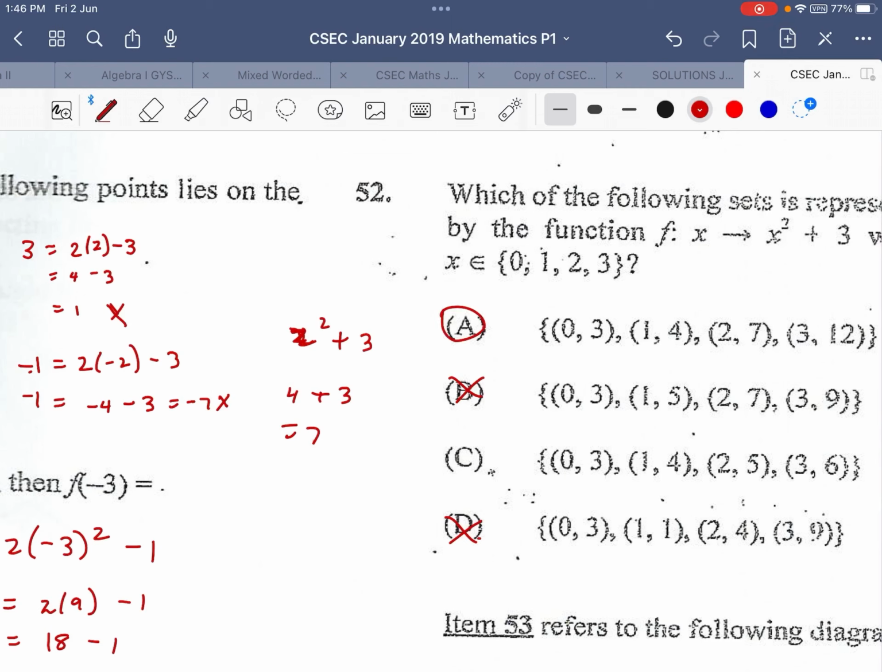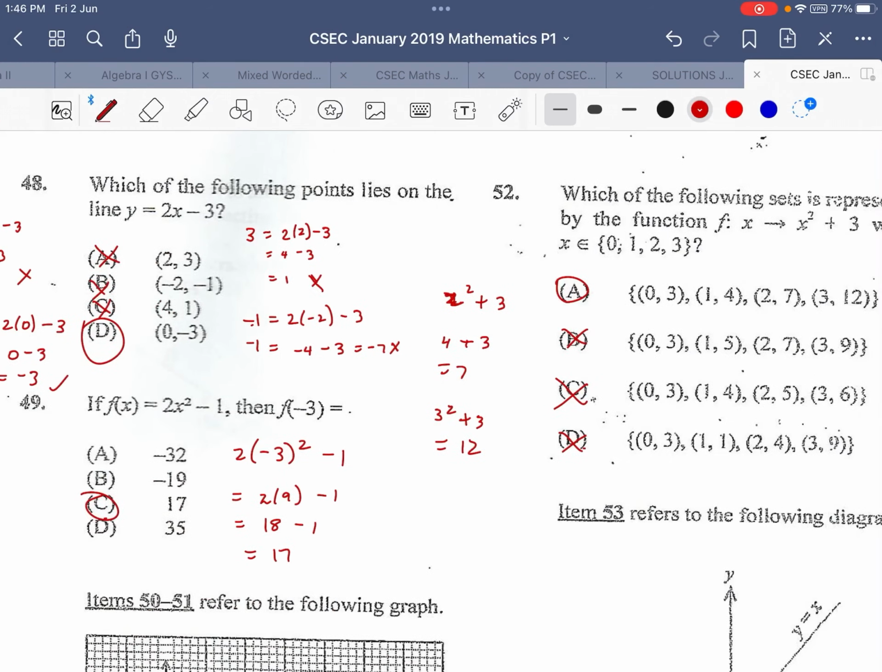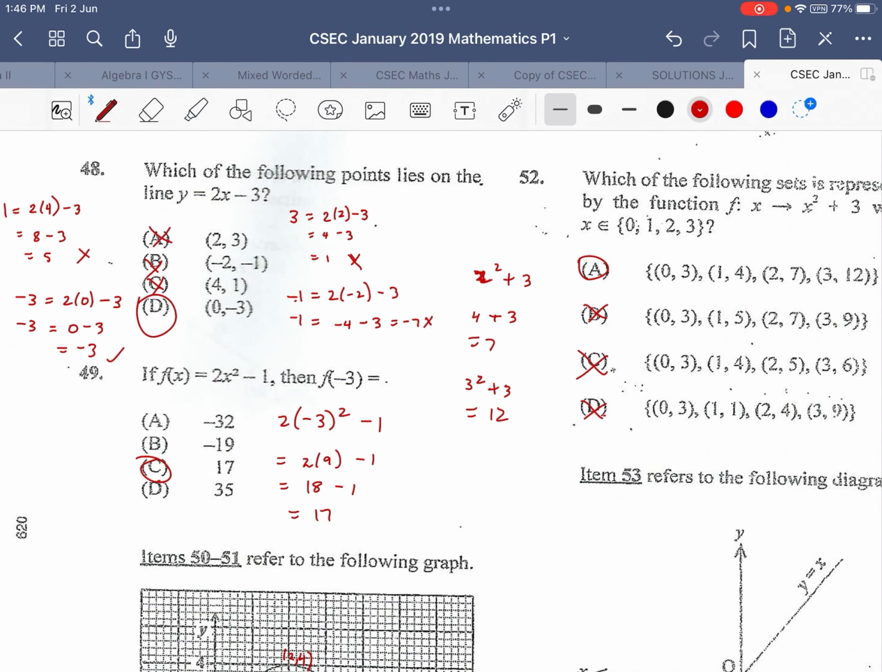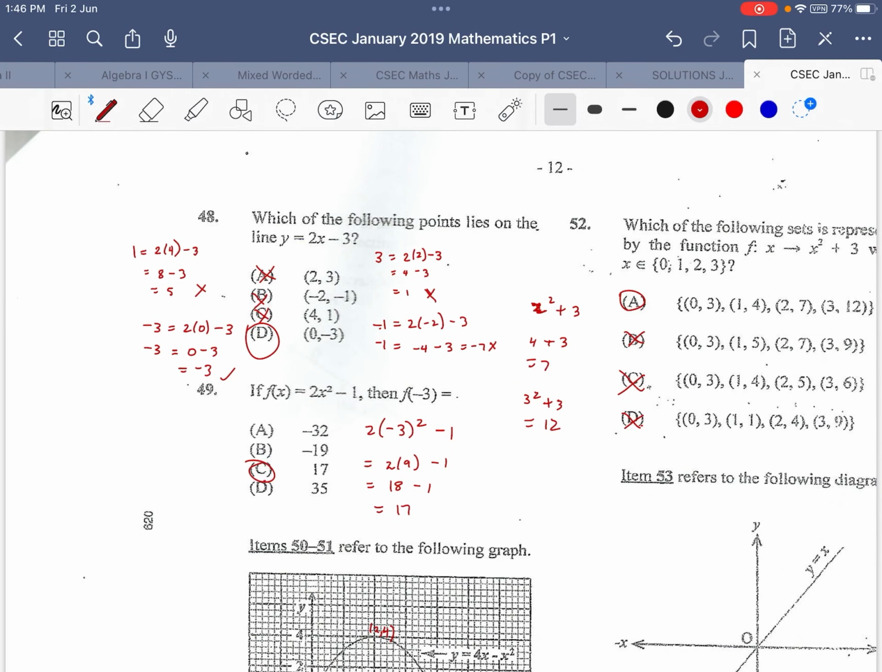And let's check again for 3. So 3 squared is 9 plus 3 is 12, right? So just for good measure, we checked on 12, and C is not right. So A is wrong. C is not right. A is right.